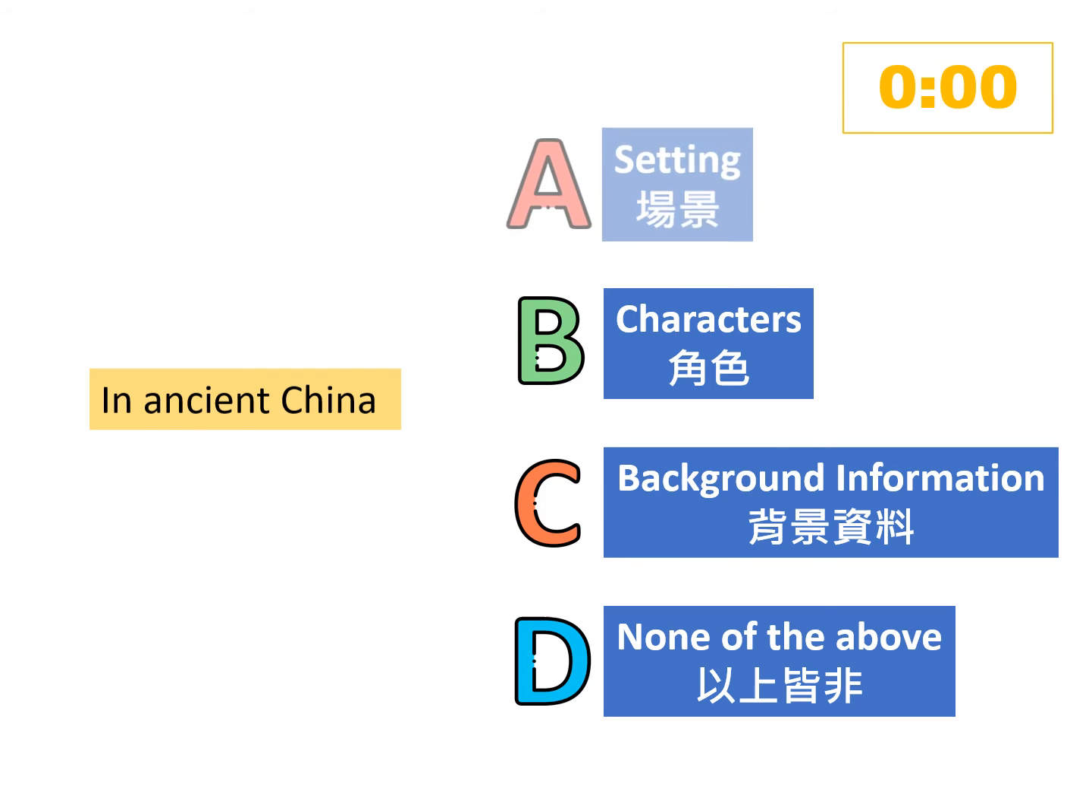The answer is A, the setting of the story. The story of Mulan takes place in ancient China. Did you get it right?